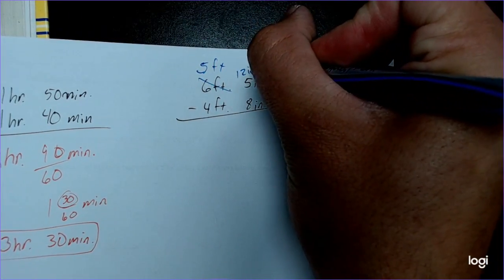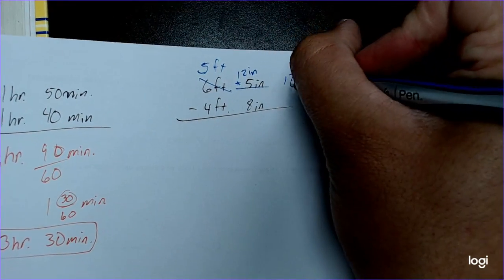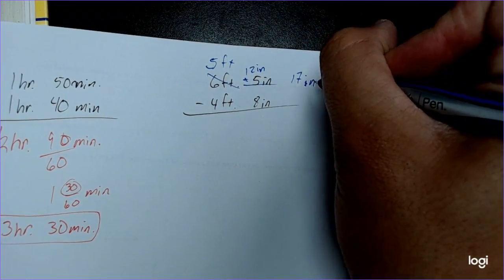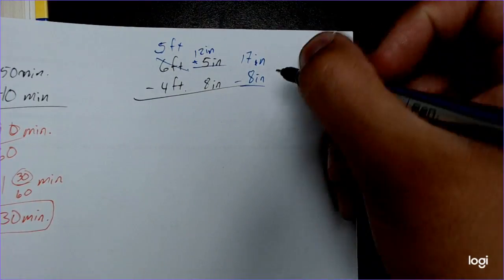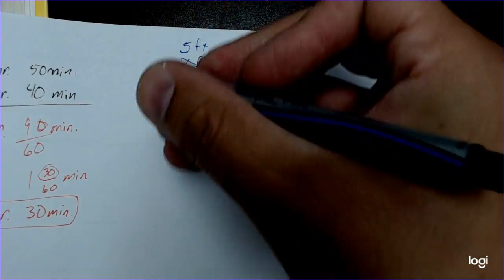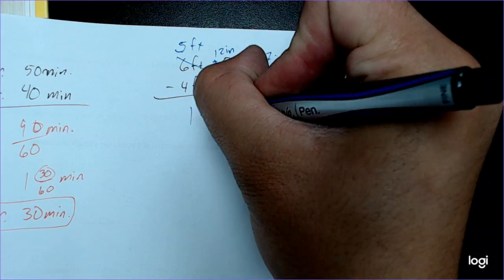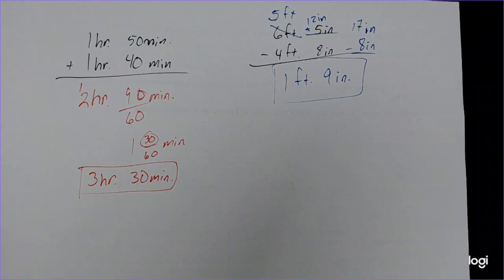Now I've got 12 inches being added to the 5, so that actually makes it 17 inches, minus 8 inches. 17 inches minus 8 inches gives me 9 inches, that works. Then 5 feet minus 4 feet gives me 1 foot. So here my final answer is 1 foot 5 inches. So that's how we're going to be regrouping.